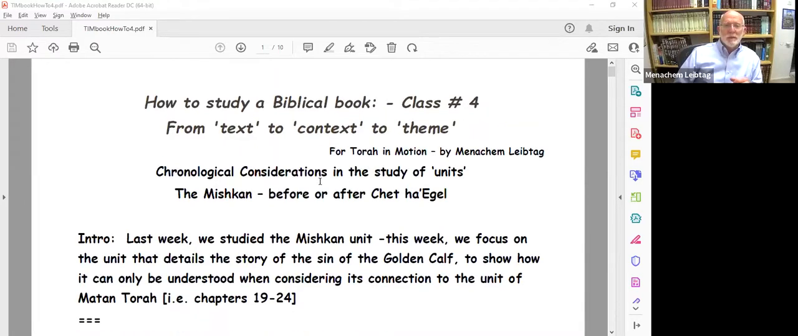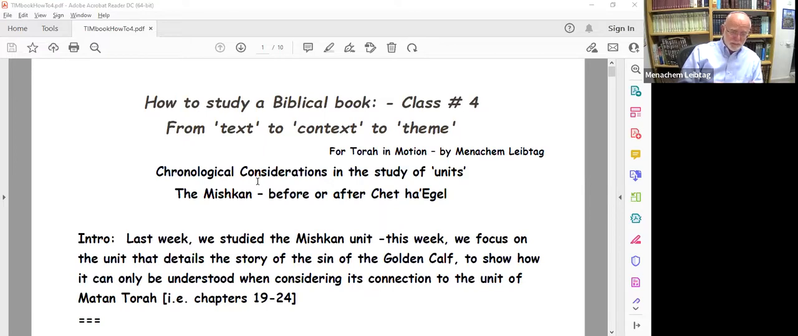This is class number 4, how to study a book. It's called Chronological Considerations in Study of Units. Everyone knows there's always this argument whether Chumash is in chronological order or not, where Ramban is a big champion of keeping it in chronological order whenever possible. Many Midrashei Chazal and many parshanim like Ibn Ezra are very quick, when it's thematically necessary, not just convenient, to change the chronological order of the psukim. It doesn't mean that Chumash is just random, and that's what I want to try and prove today.